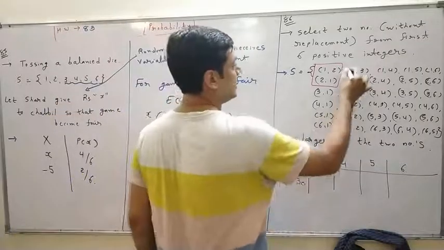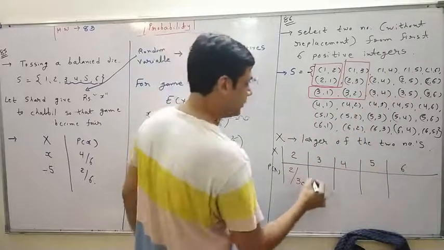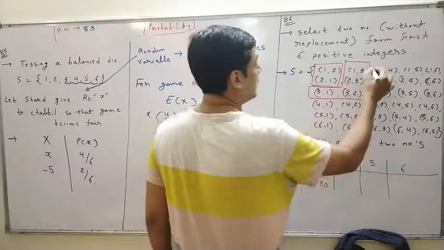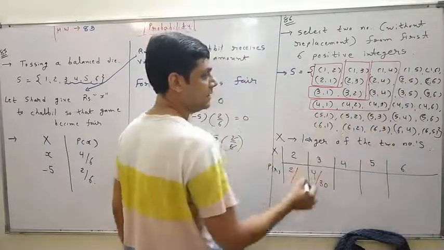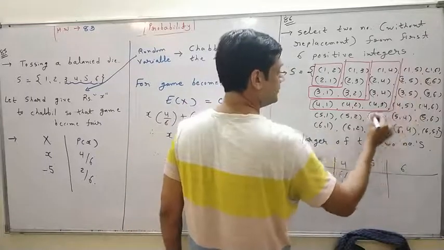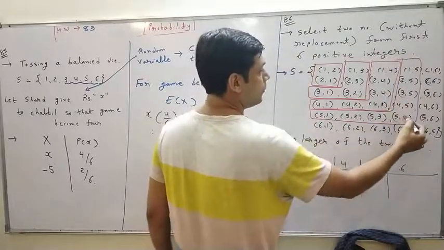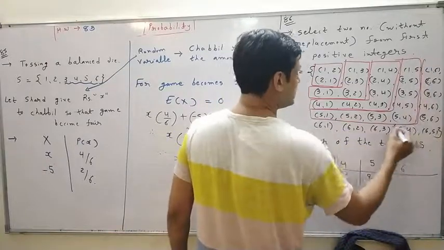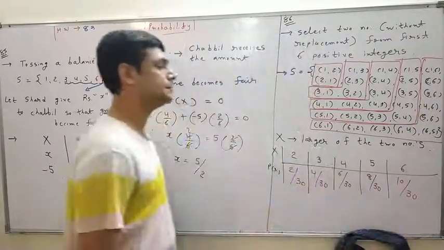Larger number is 3 in how many elements? In these 4 elements. So the probability is 4 by 30. Larger number is 4 in 6 elements. So that is 6 by 30. Larger number is 5 in 1, 2, 3, 4, 5, 6, 7, 8 elements. So 8 by 30. Larger number is 6 in 10 elements, so the probability is 10 by 30.